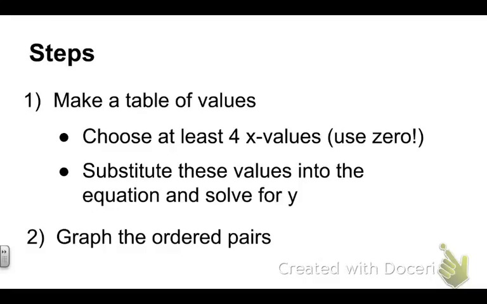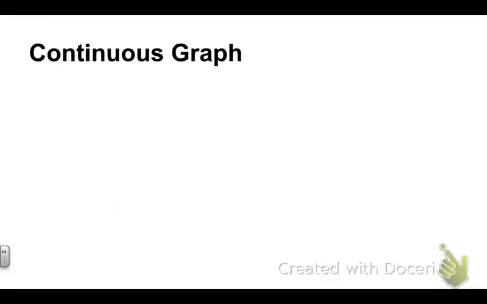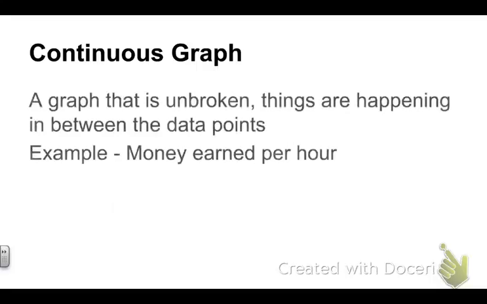So you're going to get 2 types of graphs. Well, I should take that back. You're going to get a graph and you need to decide what type it is. The first type is a continuous graph. This is a graph that is unbroken because things are happening in between the data points.